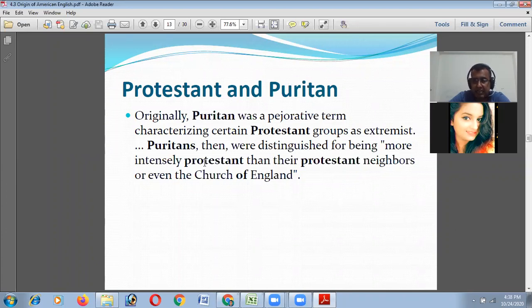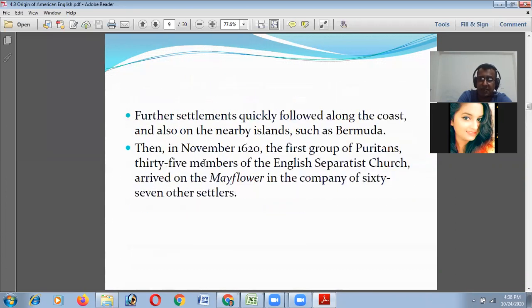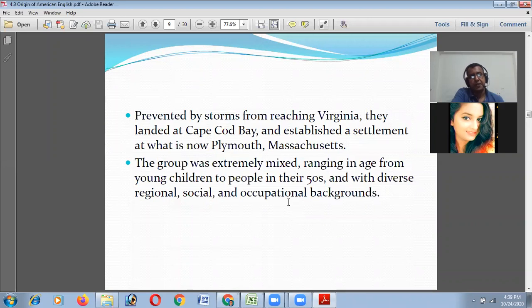They were killed. And because of the persecution of Queen Mary, many English people who were Puritans left England and went to America. That was told over here, that 67 other settlers, and all of them are Puritans. They left England and went to America.